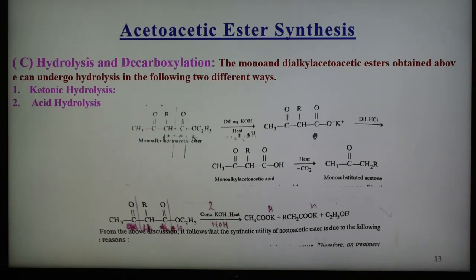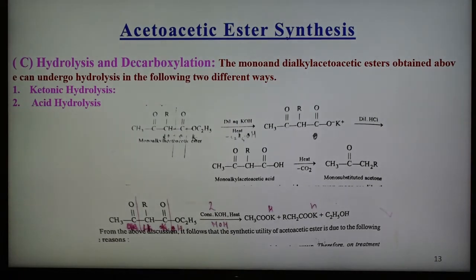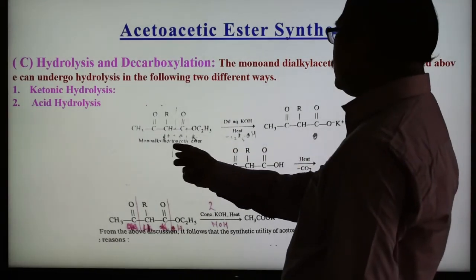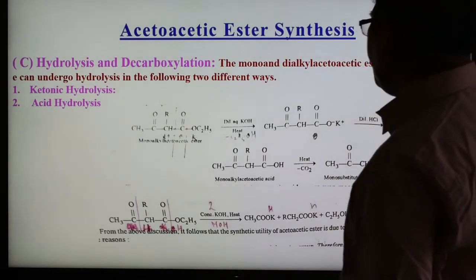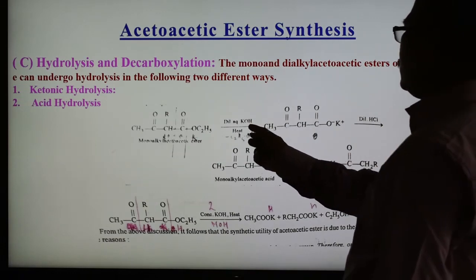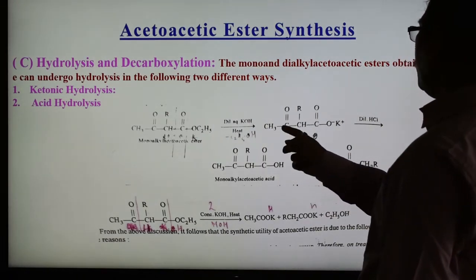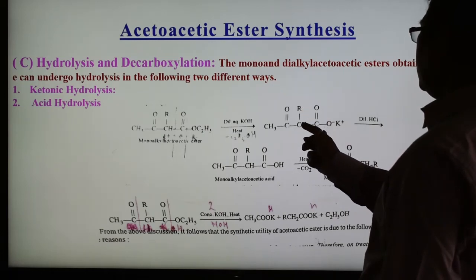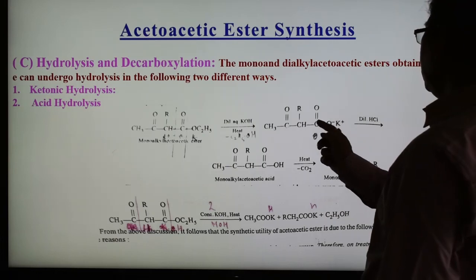Now the monoalkyl and dialkyl acetoacetic ester obtained above can undergo hydrolysis, and two types, ketonic hydrolysis and acid hydrolysis, can take place. Here first is shown the ketonic hydrolysis. The monoalkyl acetoacetic ester undergoes hydrolysis with KOH, ketonic hydrolysis. There is a loss of C2H5OH, forming this type of compound, with the alkyl group here and the CO and COOK here.